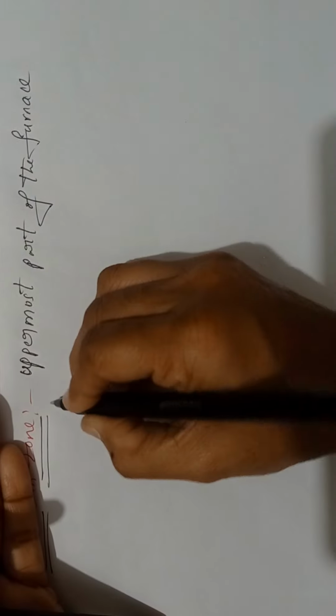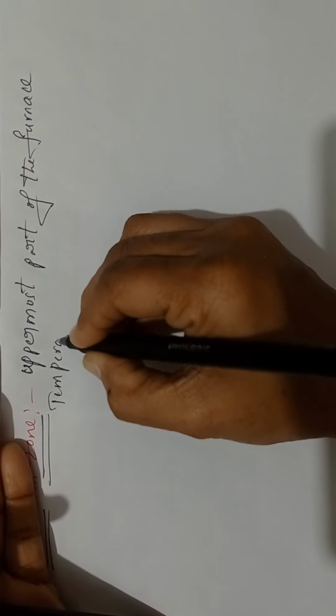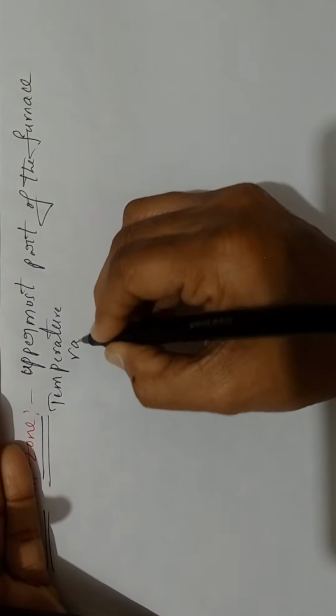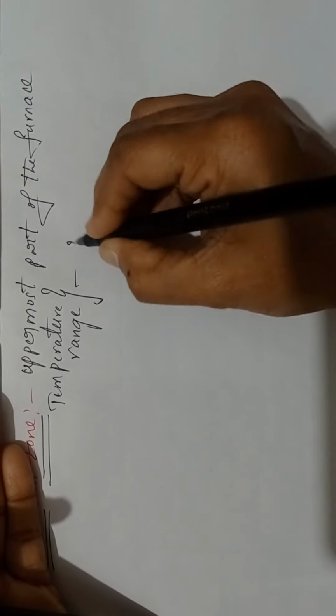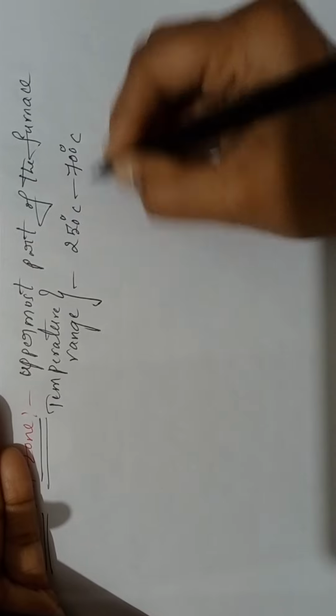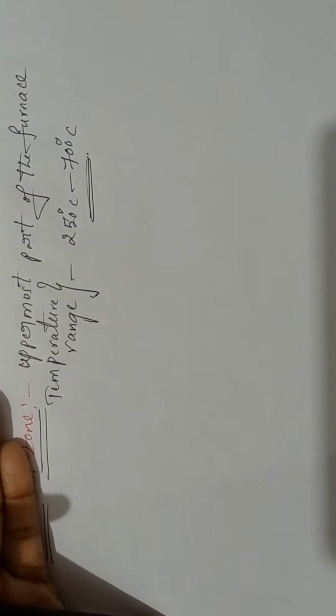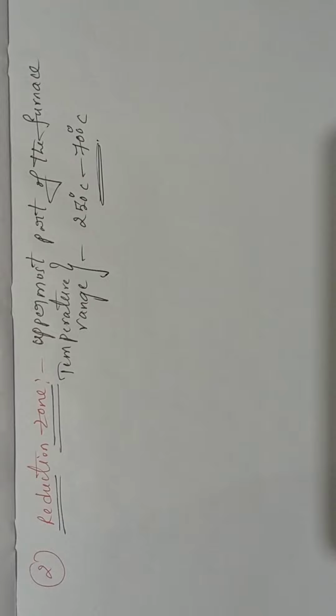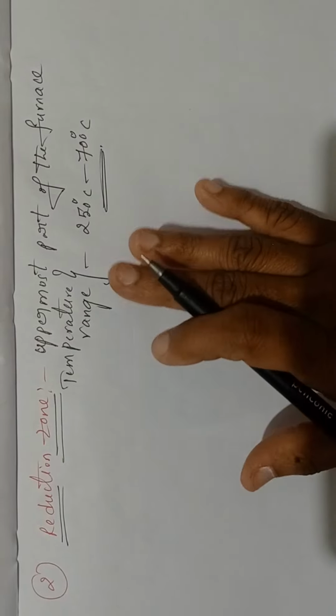Clear? Here, what temperature range will there be, students? The temperature range is 250 degrees Celsius to 700 degrees Celsius. Are you clear? This is the reduction zone.